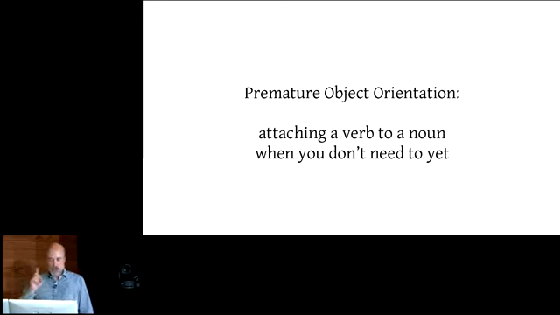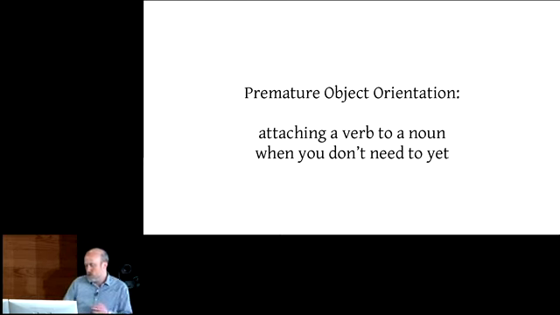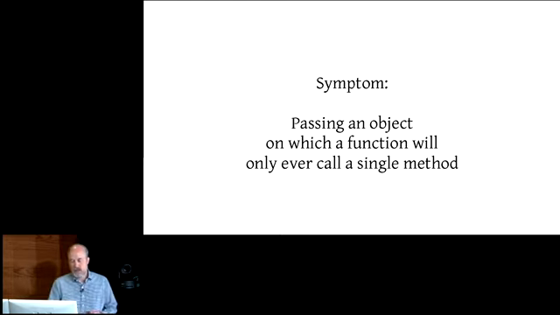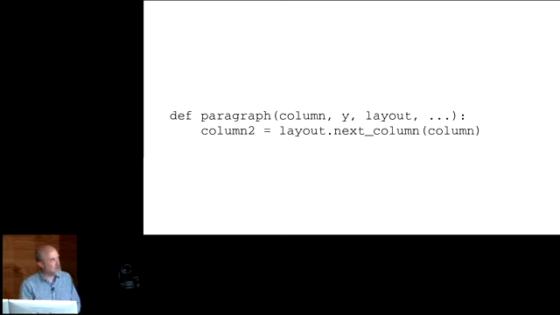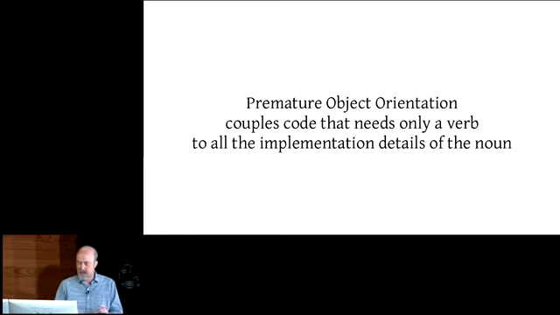Premature object orientation, which is my phrase, is attaching a verb gratuitously to a noun when you don't actually need to yet. The symptom is when you see code passing an object on which a function will only ever call a single method. You're given an object? Why? All you ever do is call that single method. Why not just pass the verb instead?